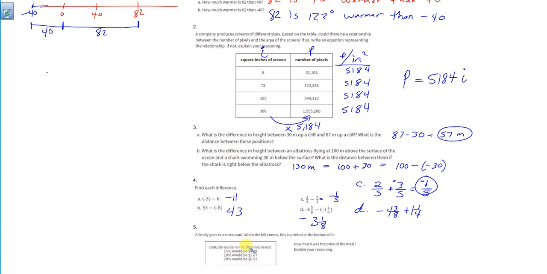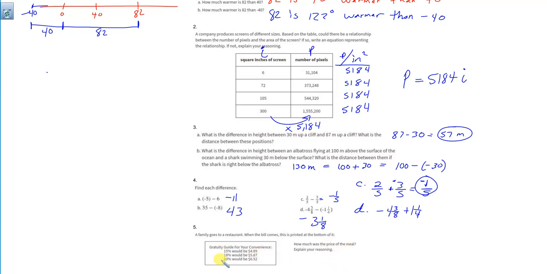Alright, number 5, we're going to go back a little bit to some of our percent unit. And we have this family that goes to a restaurant. When the bill comes, this is printed at the bottom of it. They give us a gratuity guide to help us understand what the different percentages would be of our check. And so if these are the 15, 18, and 20% of our number, how much was the price of the meal, and then explain your reasoning.